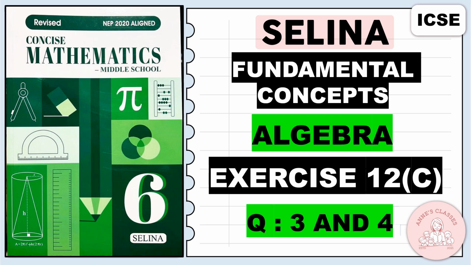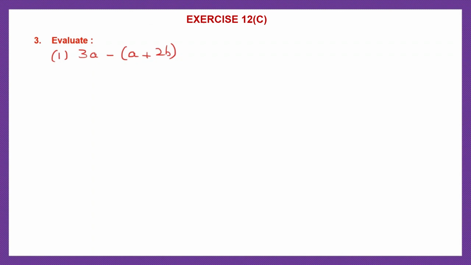Let's do Fundamental Concepts Algebra, Chapter 12. Question 3, first one: evaluate 3a minus, and within brackets we have a plus 2b. So the first thing let's do is we'll give a sign, we'll give it a plus sign. If a term doesn't have a sign, we can give it a plus sign. Now let's begin. 3a we write as it is.